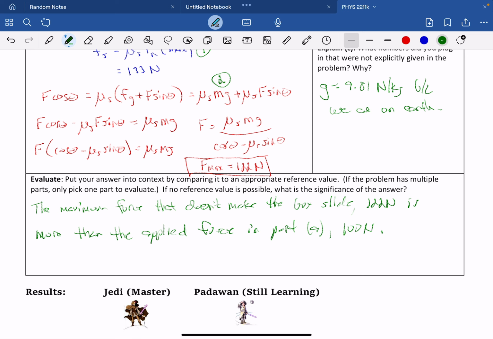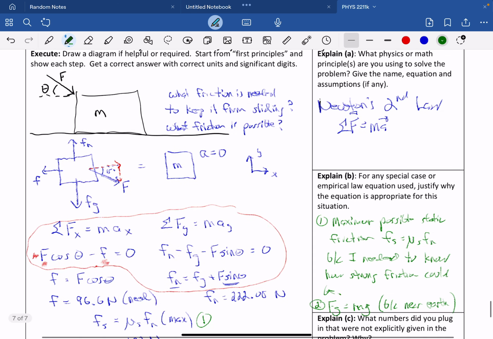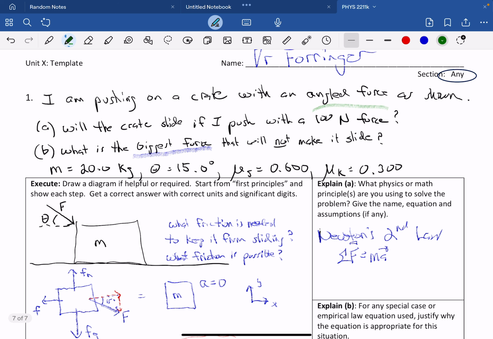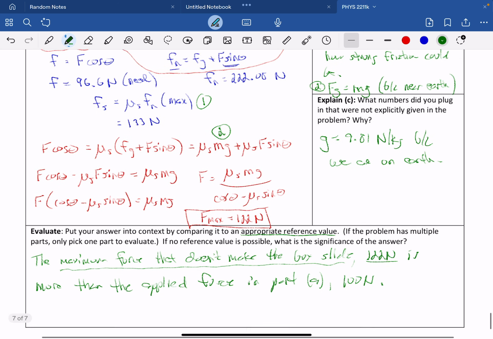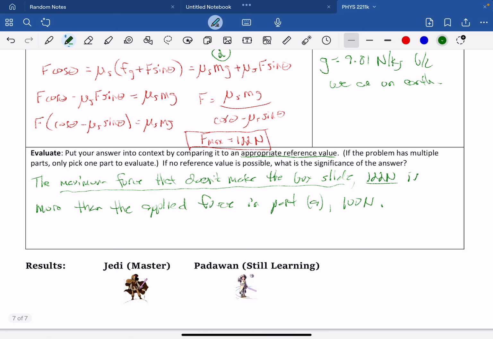Okay, and this is actually an interesting point for our evaluations. We are trying to compare our answer, and Fmax was one of our answers. This 122 newtons was one of our answers. It was the maximum force that didn't make the box slide. And the appropriate reference value that I decided to apply it to was something that was given in the problem. The problem gave us a force of 100 newtons, and then it asked us to find a different force. Well, that's a perfectly valid thing to compare it to. So I compared it to 100 newtons, and that was the applied force in part A, and I found that the answer was more than the applied force in part A.